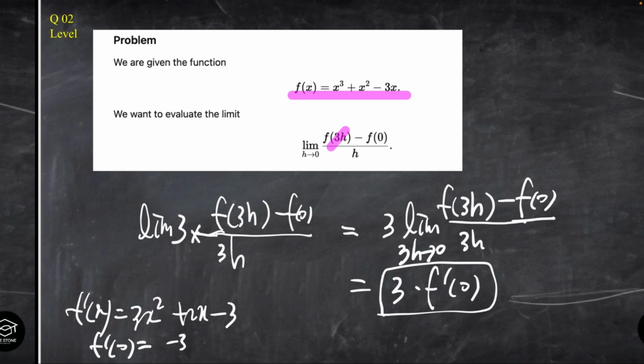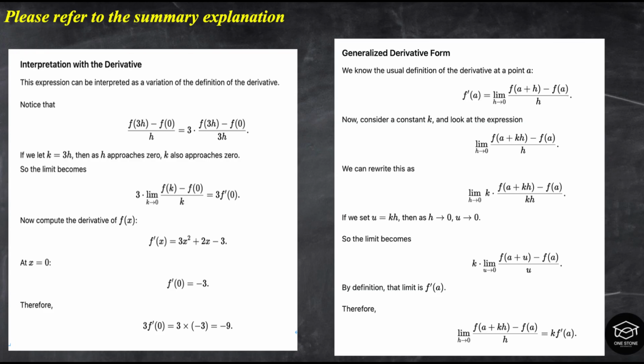Now evaluate this at x equals 0. f prime of 0 equals 3 times 0 squared plus 2 times 0 minus 3, which simplifies to negative 3. Therefore, 3 times f prime of 0 equals 3 times negative 3, which is negative 9. So the value of the original limit is negative 9.